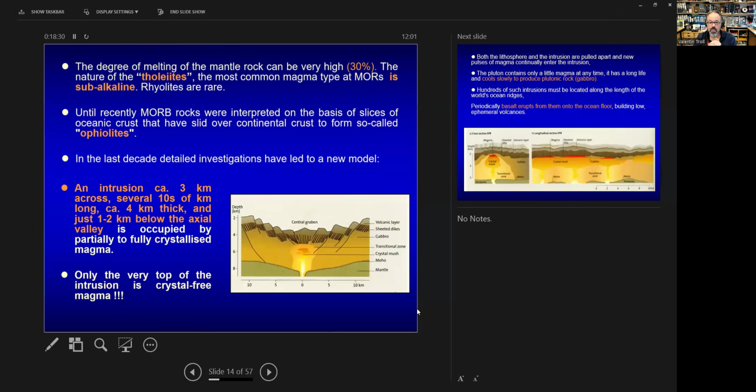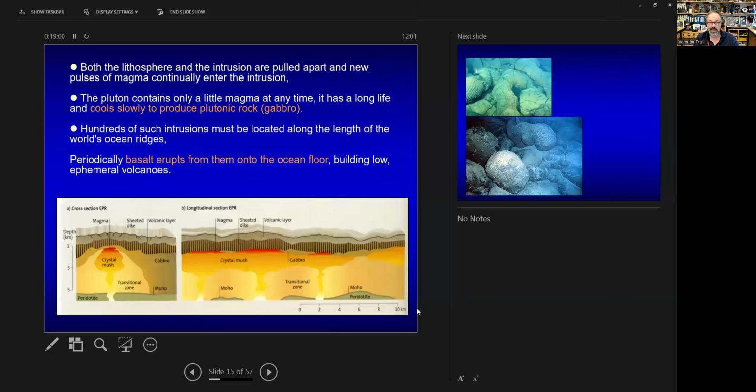And there we know that there's an intrusion at several kilometers depth, and this can actually be kind of cigar-shaped, this intrusion, and it is often below the axial ridge. And when we pull the ridge apart, then new magma is coming in, and of course sometimes it also erupts. Only the very top of this intrusive system is believed to be liquid. This is probably a mush system, and the mush gives rise to the gabbros of the ocean crust.